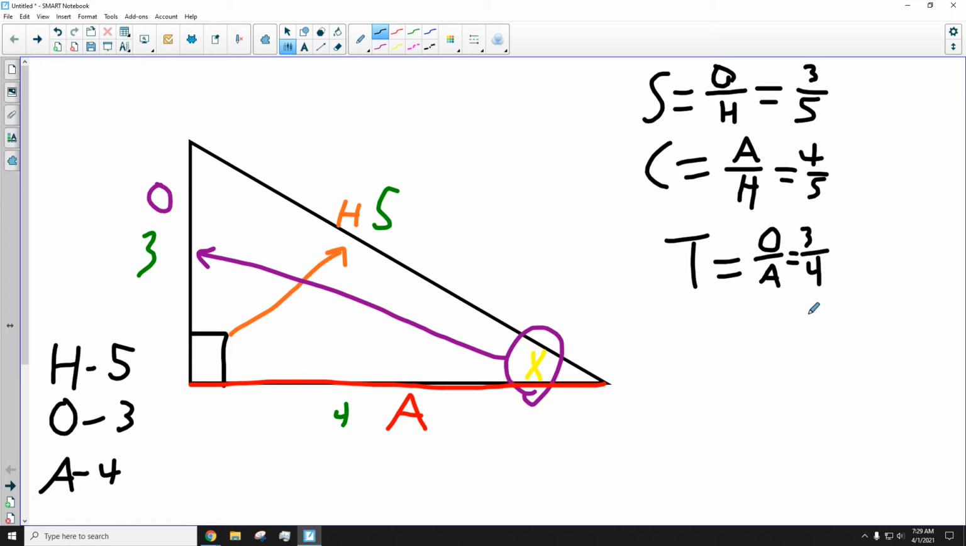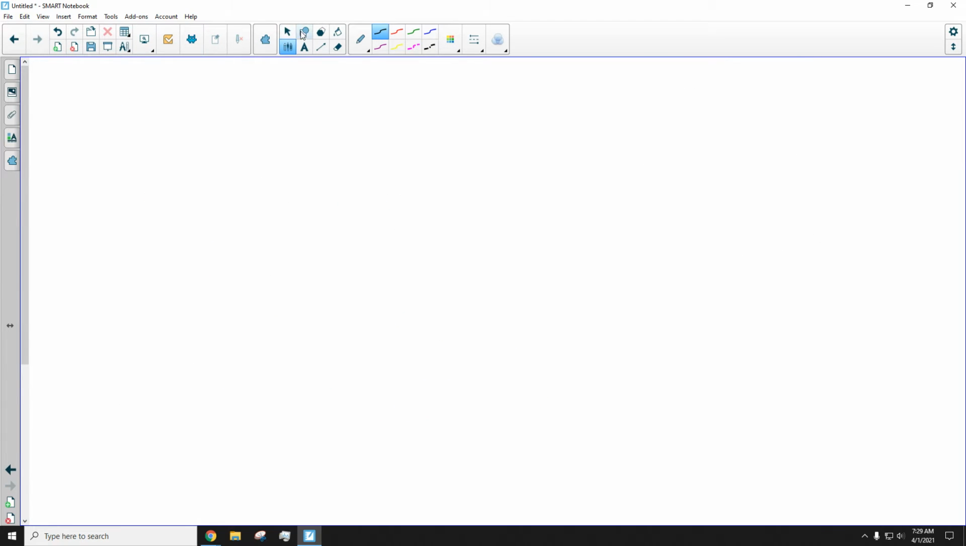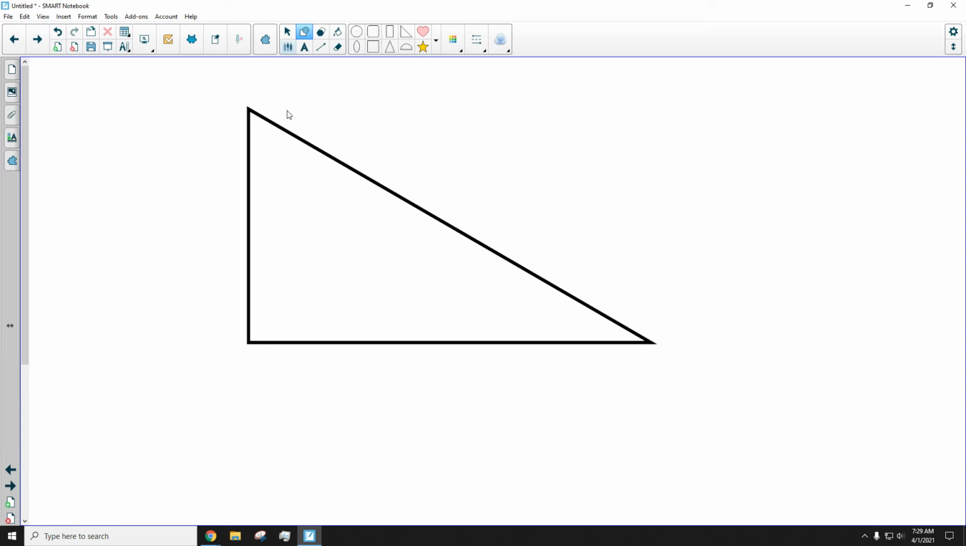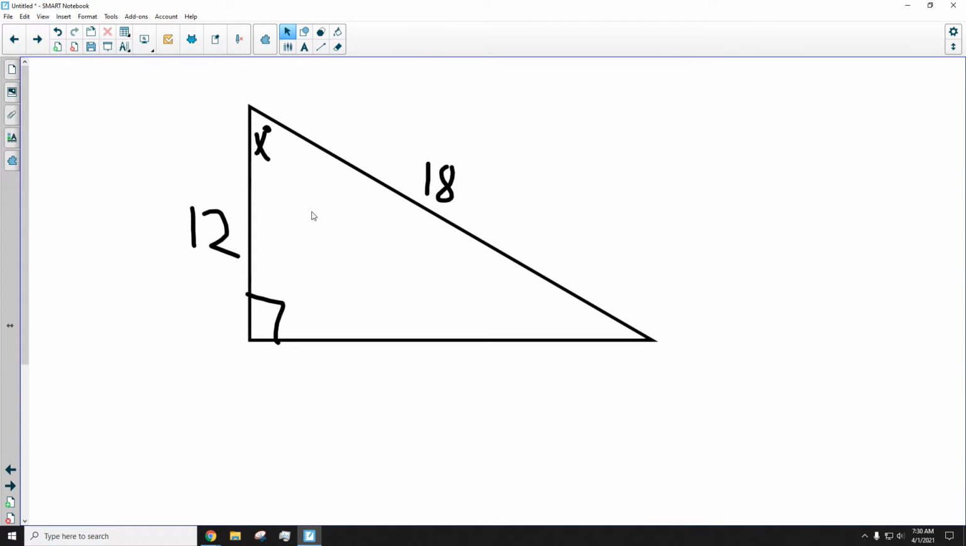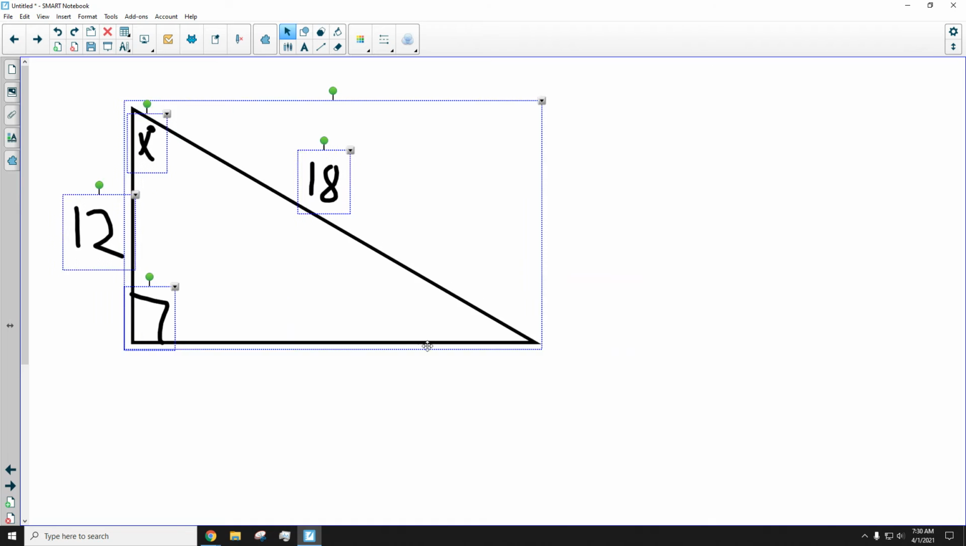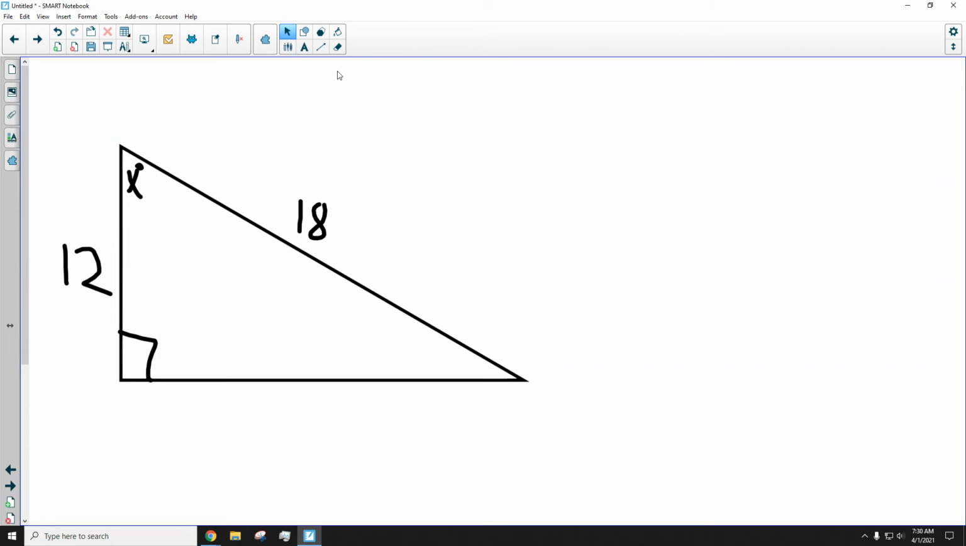Now, I feel like a lot of times it may not be this step that's the problem. It's knowing which function to use. So if I give us another blank triangle, and let's make up some numbers here, 18 and 12, and let's say we're trying to find this angle up here. So in this situation, we're solving for an angle. But to be honest, for the first step, it doesn't matter what we're solving for because we're going to set them up the same way.